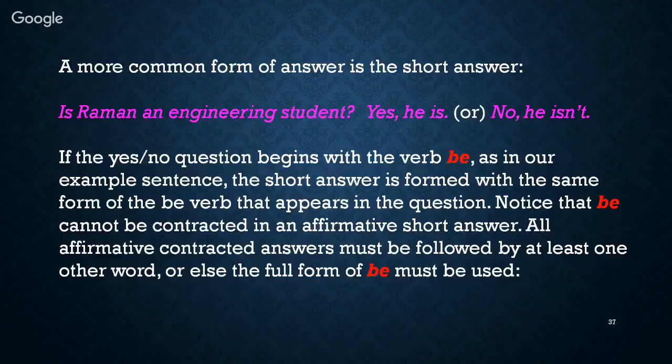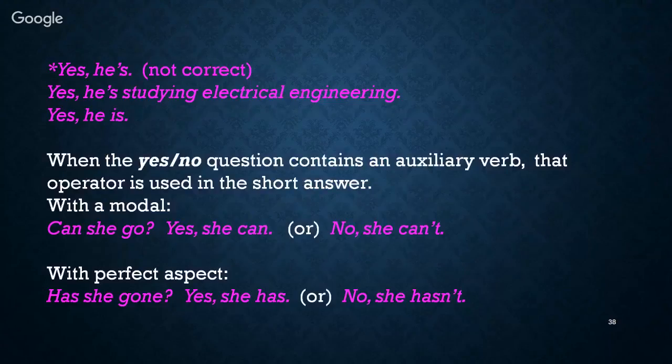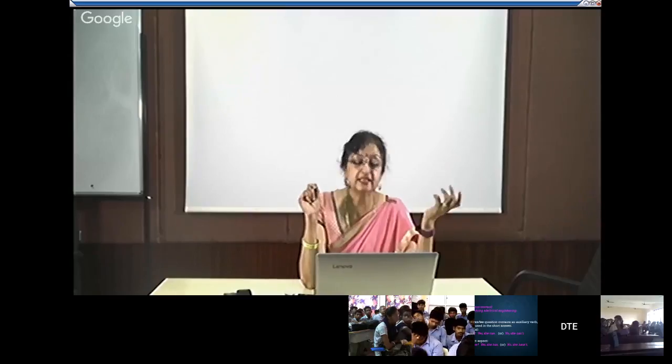So what it actually means is, Is Raman an engineering student? So here we have used is. So is a form of the word be. So we repeat is again in our short answer. Yes or no, but is gets repeated. And we also say something like yes he is. You cannot say yes his. You cannot use the he apostrophe s form alone, because when you use the he apostrophe s form there must be one more word next to it, only then can we use it. Otherwise we cannot use this. Yes his is not correct. Yes he's studying electrical engineering.